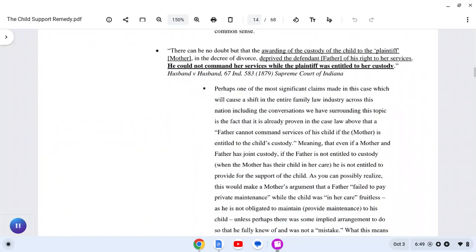There can be no doubt that the awarding of custody of the child to the plaintiff mother in the decree of divorce deprived the father, the defendant, of his right to her services.